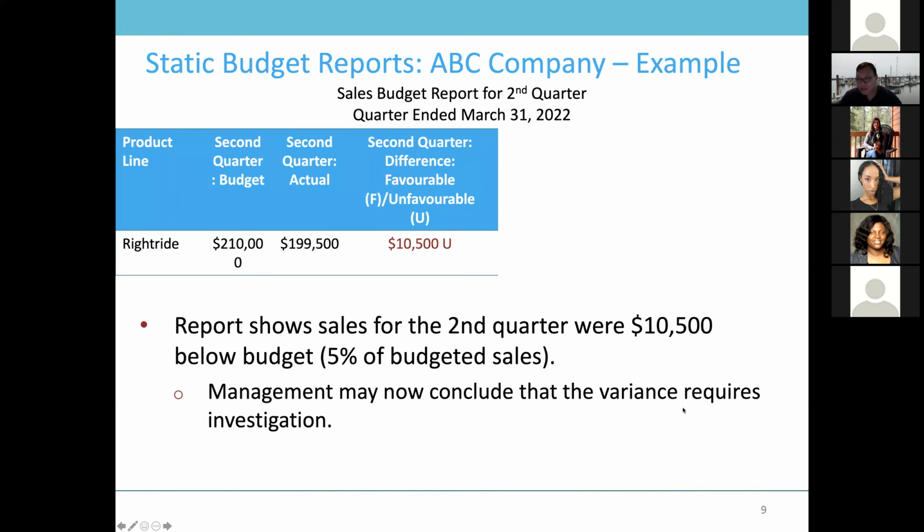Now let's take a look at the second quarter. Okay? So you can see the second quarter budget, the sales is 210,000. The actual is 199,500. So we have an unfavorable variance of 10,500, okay? So this 10,500 is actually 5% of the budgeted sales, 210,000. So now we consider this is quite significant, okay? We should make further investigation, okay?